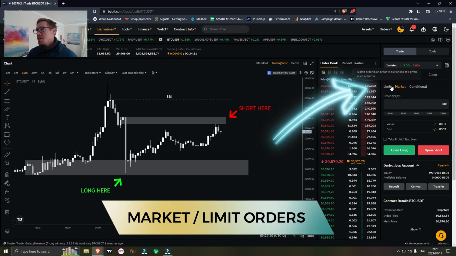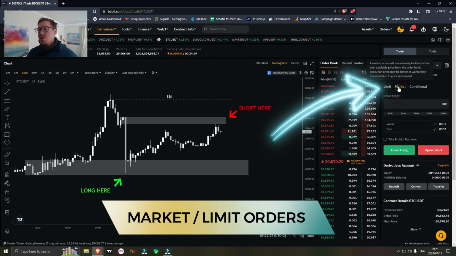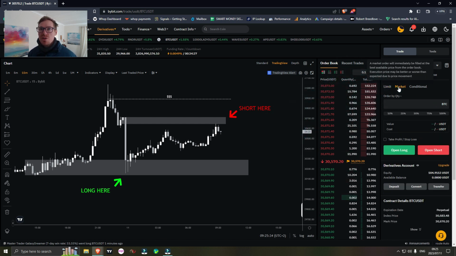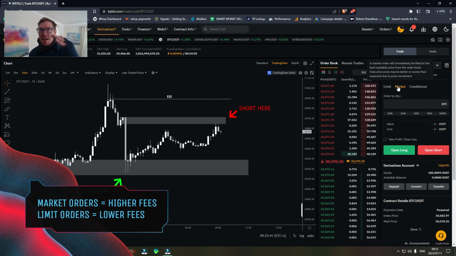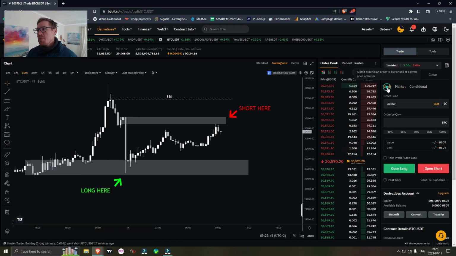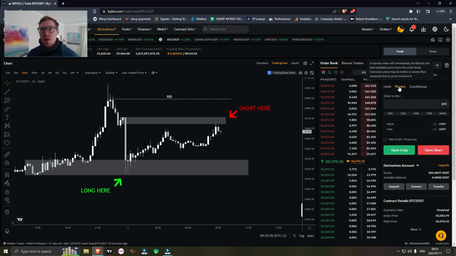Then we have market and limit orders. So these are two different ways you can enter into the market. Market orders have higher fees and limit orders have much less fees. Limit orders means you're a market maker and market orders means you're a market taker. And the difference is, if you enter on a market order, it will enter you immediately into the trade. If you enter on a limit order, it will set a limit at a specific place in your trade and will only execute when price reaches that level.